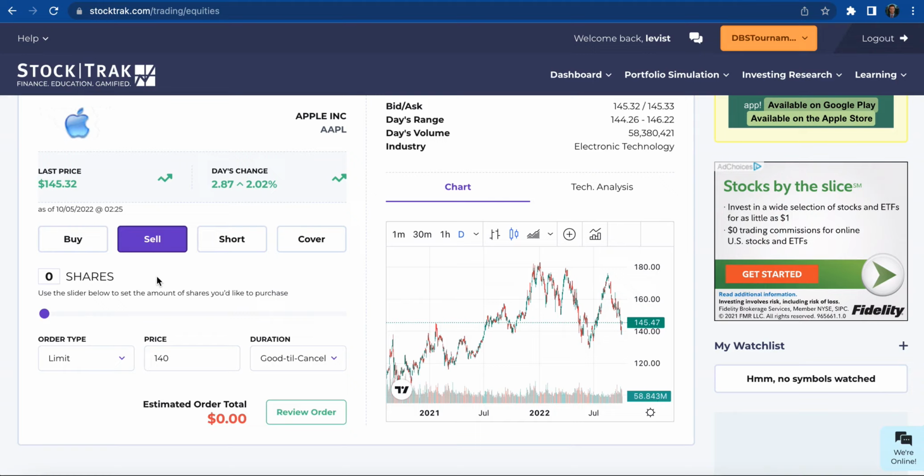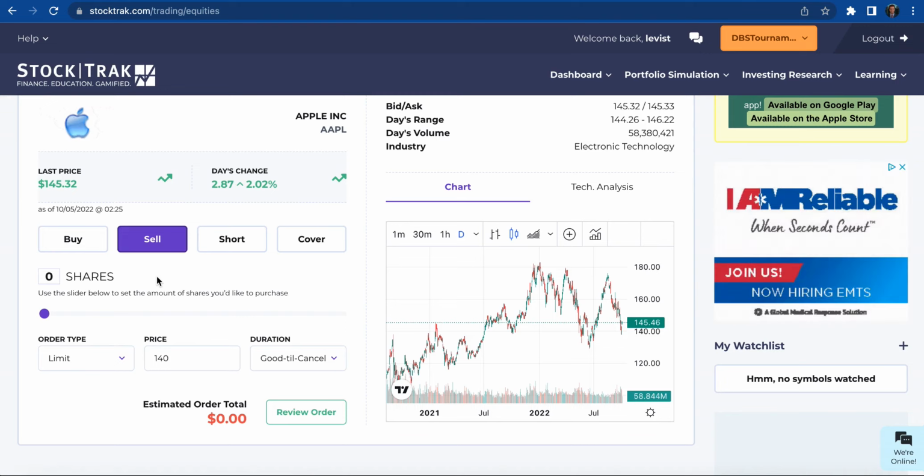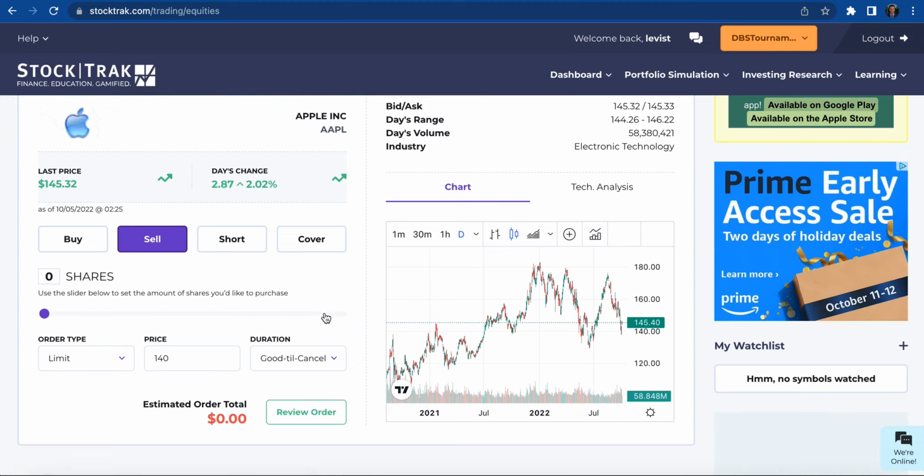Well, with a limit sell order, you're setting the minimum price you're willing to sell stocks that you already own so that you can make sure you're getting at least that much money per share when you sell your stocks. The trading mechanism works the same way. You just select sell, select limit here, and you set the minimum price you're willing to sell here and the duration as well over here. Okay, so that's limit orders.